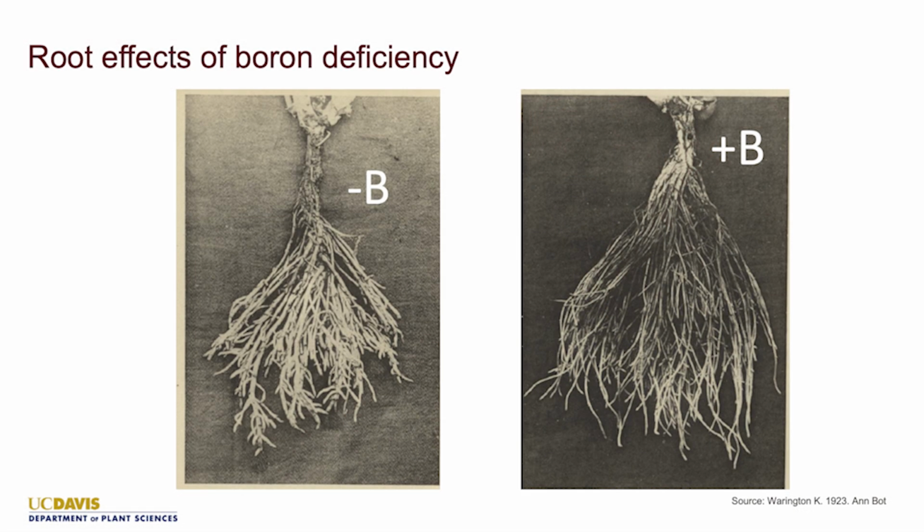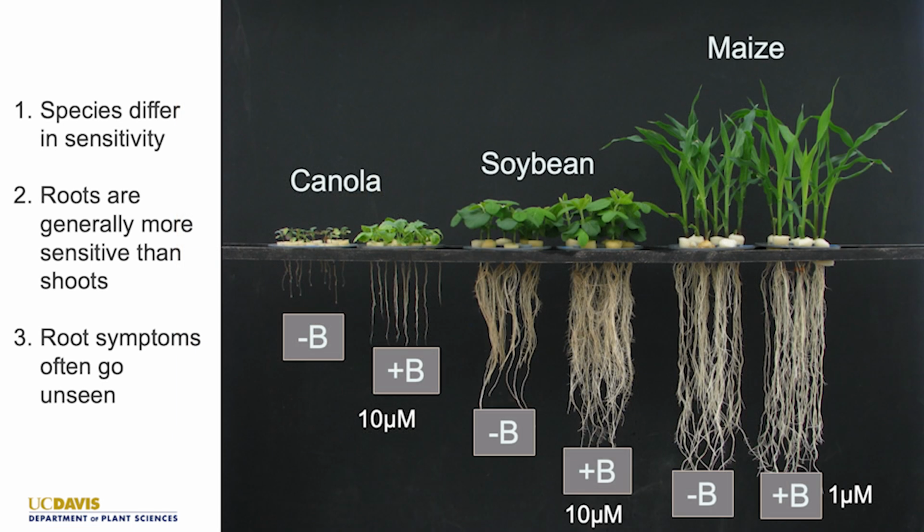As I mentioned previously, roots are also very susceptible to boron deficiency. This is the original picture from Dr. Warrington. Here is another picture from a good colleague of mine, Ismail Çakmak from Turkey. And I put this up to illustrate a couple of important points. And what we have here are three different species, canola, soybean, and maize, grown in either the absence of boron or the presence of boron. And the first thing you can see is that species differ in their sensitivity very markedly.